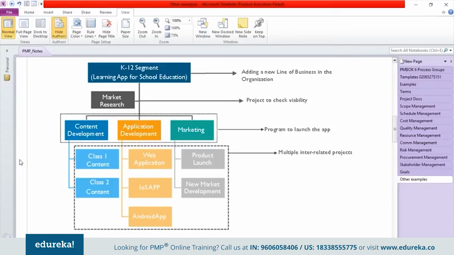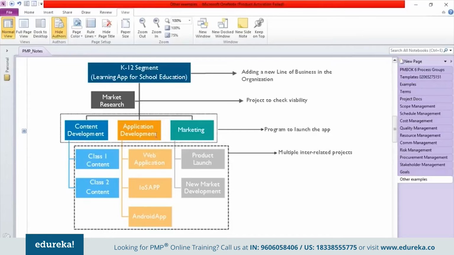It could be a marketing program through which they will undertake various smaller projects, like for example, product launch project. It would not be really smaller, but yes, product launch could be a separate project altogether, which will be undertaken within the marketing program. Then new market development. So they will identify where all they want to identify the new market, how they're going to expand, etc.